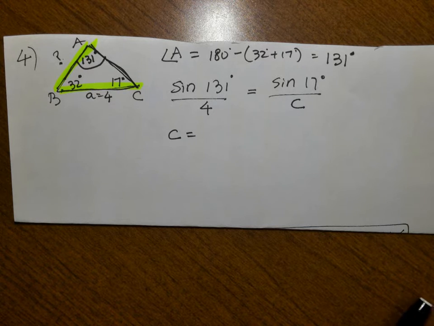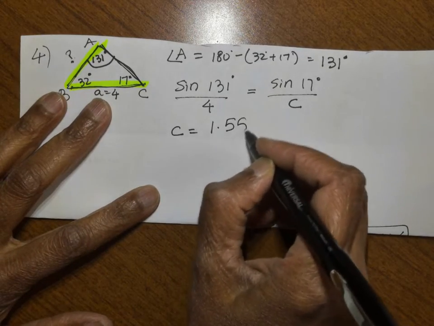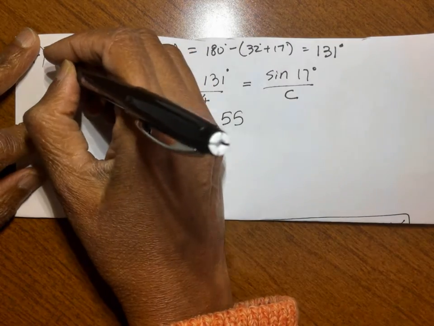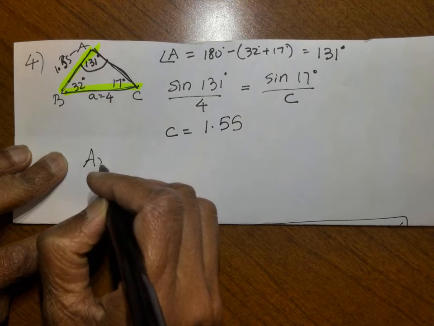Okay, small c is, what did I find? I found my small c to be 1.55. Did we all get this? Please let me know if you didn't get this. Okay, once you find small c, now you have an SAS situation. Can we all find the area?